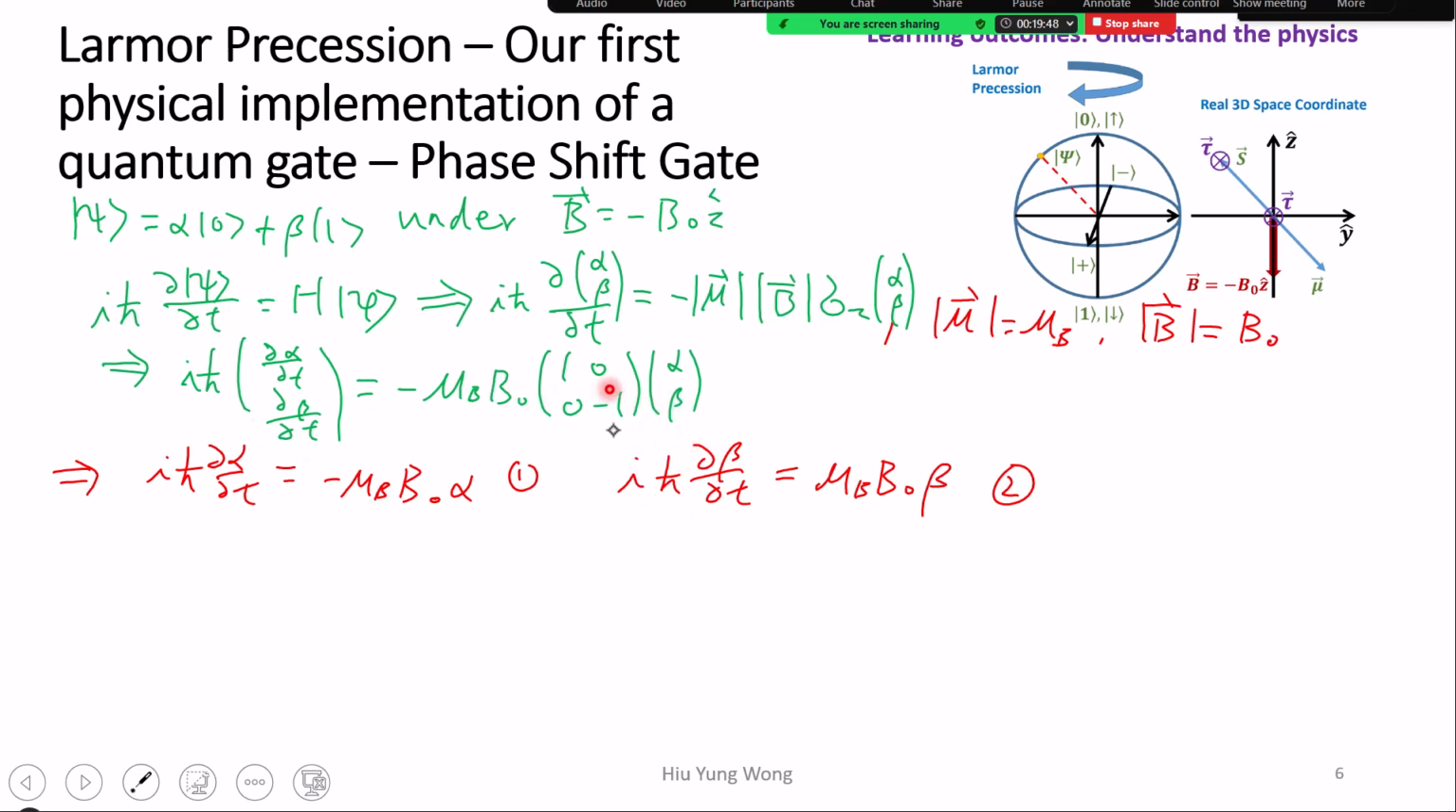So the second element must be equal to the second element on the right. So he said that you do the multiplication of the matrix. So you have 0 times alpha minus beta, it is the second element. So that's why i h bar partial B partial t equals negative mu B B0 times negative beta, and that's why you get this one.